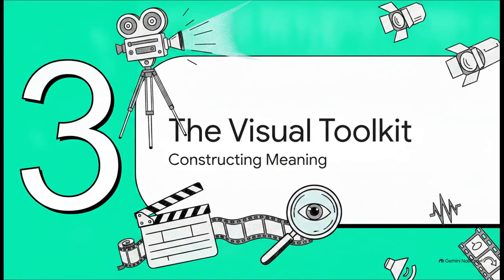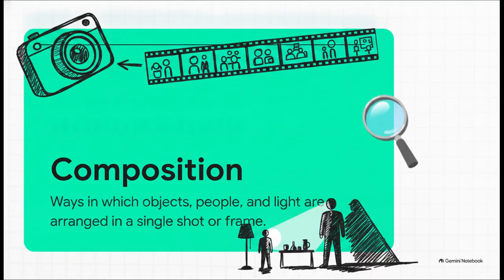Section 3. The visual toolkit. Constructing meaning. Now that we've looked at the underlying story blueprint, let's open up the director's toolkit and examine exactly how meaning is built visually on screen. Now, what's really interesting here is this concept of composition, or as film studies calls it, mise en scène. Basically, when you pause a movie, every single element you see in that frozen frame has been deliberately placed there by a director. Where the actors are standing, the props on the desk, the shadows on the wall, it is all intentional. Every single element of a visual image carries meaning.